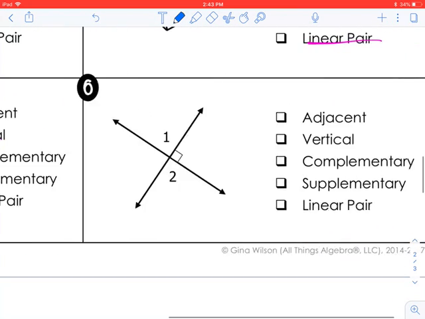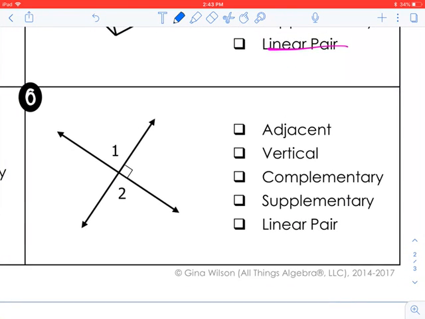Okay? And then the last one, number 6, we've got adjacent. No, that doesn't work. They're not next to each other. We have vertical. They are making that X shape. Okay? They are vertical. And then, are they complementary? Well, this is 90, and this is 90. So if they're 90 and 90, that's not complementary.